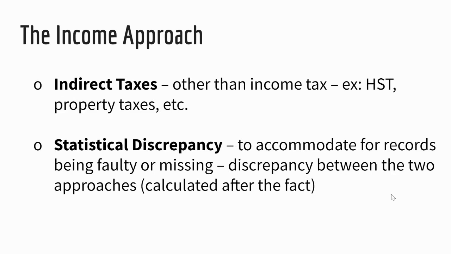We also include indirect taxes. And what I mean by indirect taxes is this is the taxes on things other than the income that people make, like HST or property taxes. And then finally, we're going to include a statistical discrepancy. And this is included in both of them. And I'm going to talk about this in a minute.